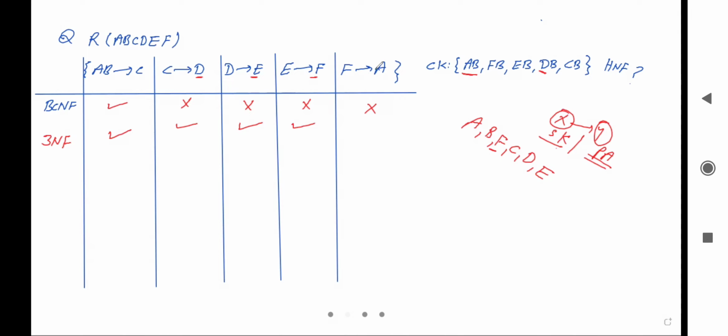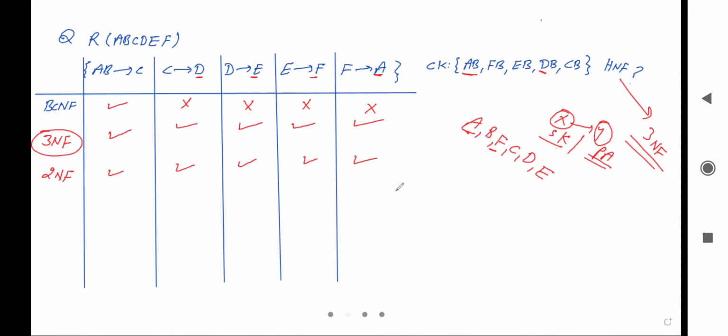And what about F goes to A? A is a prime attribute. Yes, A is a prime attribute, but not a super key. So it is also valid case. Means it is in 3NF, right? So highest normal form is the 3NF. If it is in 3NF, definitely it is in 2NF, right? So it is definitely in 2NF because there is no chance of partial dependency.